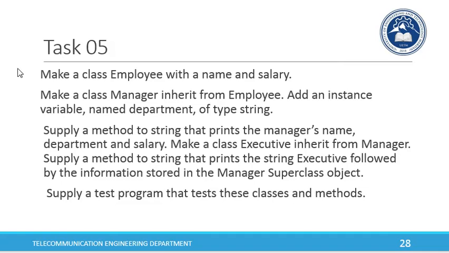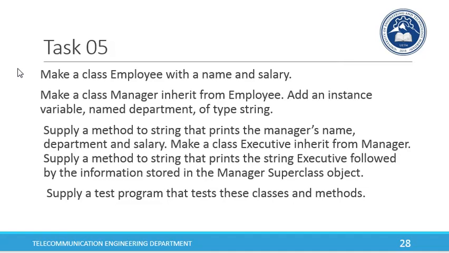Now this is task 5, which is about inheritance. So you have to make a class employee with a name and salary, and make a class manager that inherits from employee. Employee is the main base class and class manager is a derived class. Add instance variables name, department, of type string. Supply a method toString that prints the manager's name, department and salary.